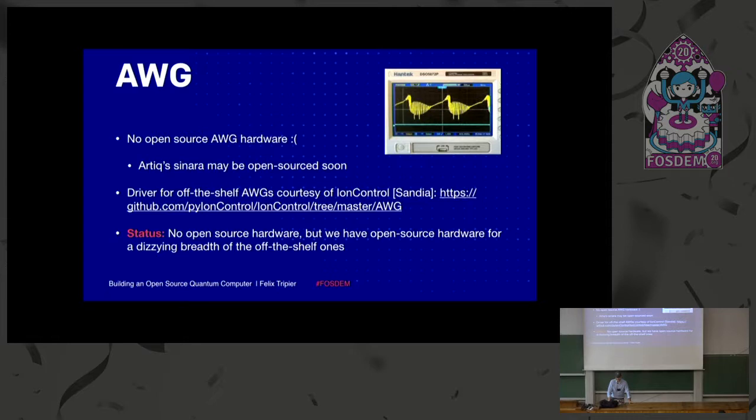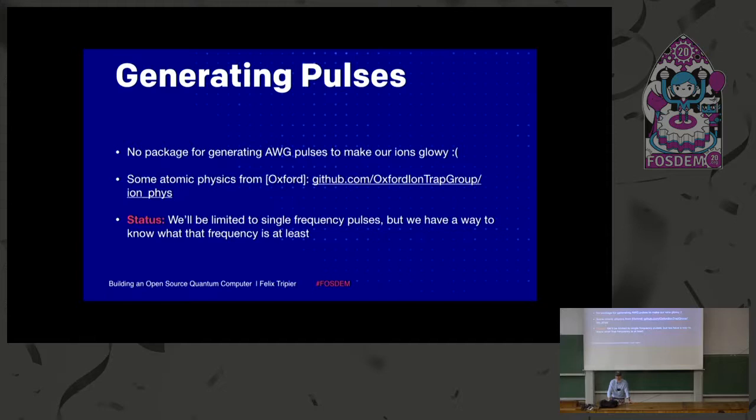From Sandia's Ion Control, we have a driver for off-the-shelf AWGs, the ones that you could just buy at a store. You have software that controls them. So we're covered in that sense, at least. You could, in your garage ion computer, buy one at a store, and then you have the software you need to control it. So the status at the end of this is that we have no open source hardware for AWG, but we can do it. It's still possible. So far, we've run into a few minor speed bumps, but we're well on our way to having everything we need to run this computer.